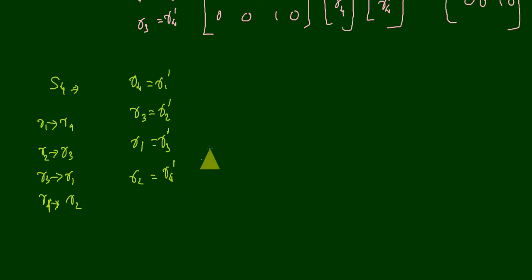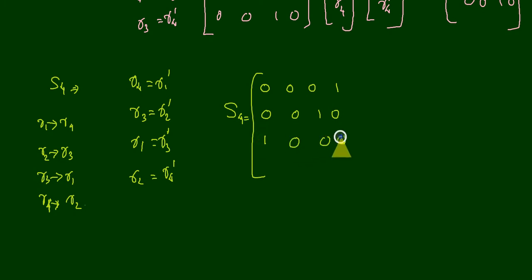So corresponding to these, what is the matrix? Let me construct the matrix corresponding to S4. S4 is equal to R1 dash, that will come from R4, so we can write 0, 0, 0, 1. Okay. R2 dash will come from R3, so we can write 0, 0, 1, 0. And R3 dash will come from R1, so we can write 1, 0, 0, 0. And R4 dash will come from R2, so 0, 1, 0, 0. So that is the matrix corresponding to S4.